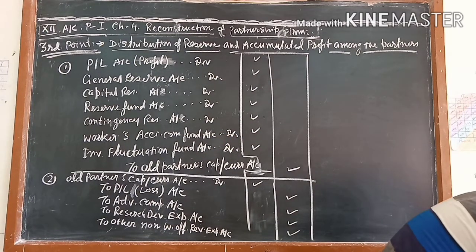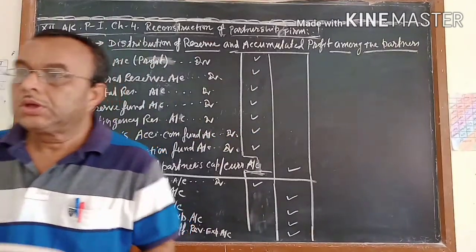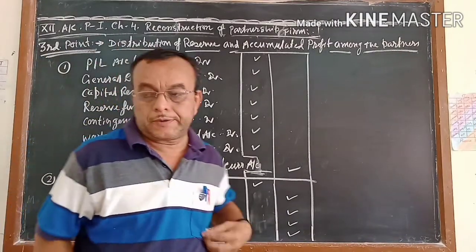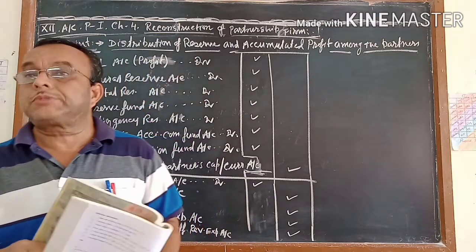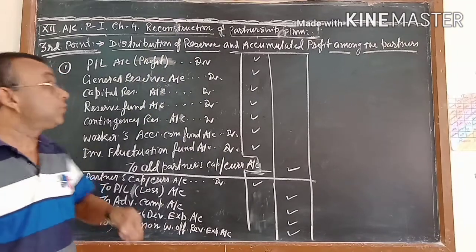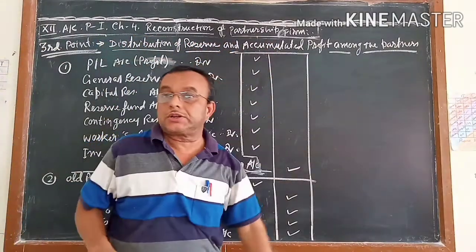Next video will be on the basis of 12th accounts, part 1. You all know which chapter was going on. The 4th chapter is going on. The name of the 4th chapter is Reconstruction of a Partnership Firm.